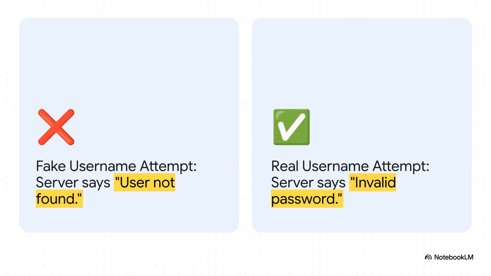And here is that leak in plain sight. With a fake username, the server says "user not found." Makes sense. But for a real username, it says "incorrect password." See that? That tiny difference is huge. The website just confirmed that the second username is a valid account. And just like that, the attacker has their foot in the door.